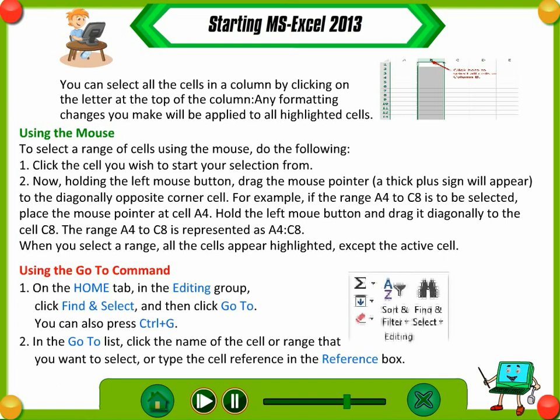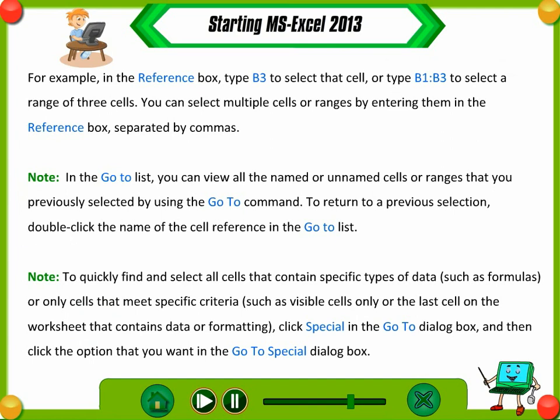Using the Go To command, on the Home tab in the Editing group, click Find and Select and then click Go To. You can also press Ctrl+G. In the Go To list, click the name of the cell or range that you want to select or type the cell reference in the reference box.